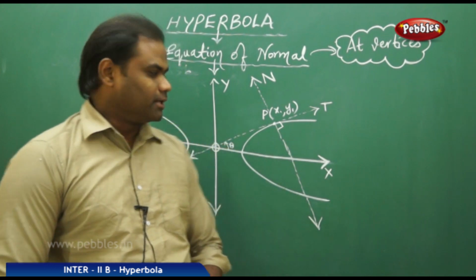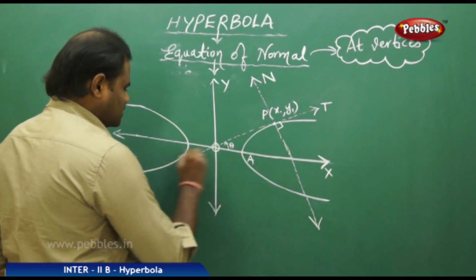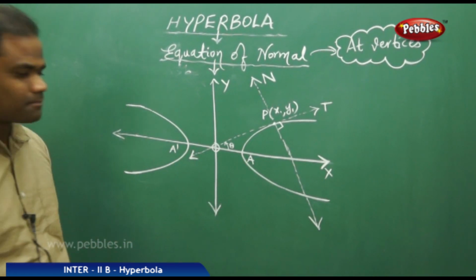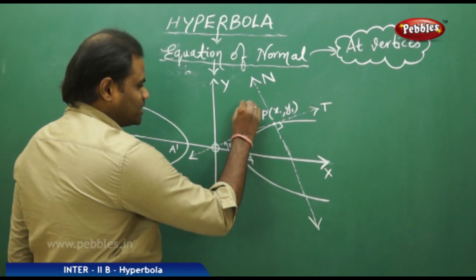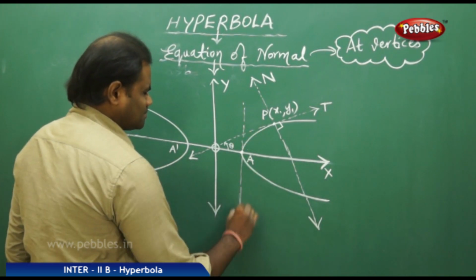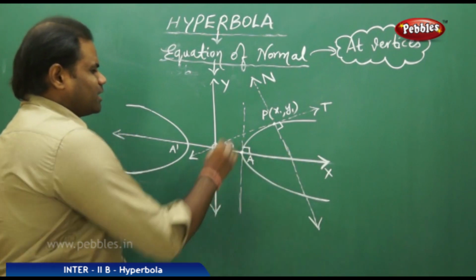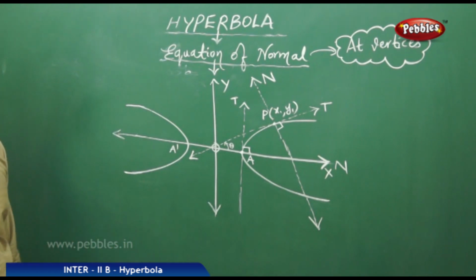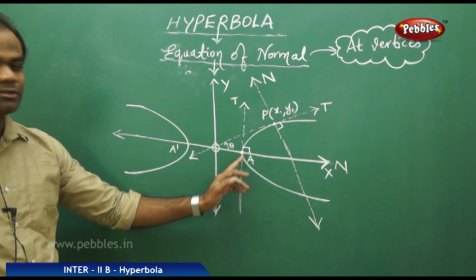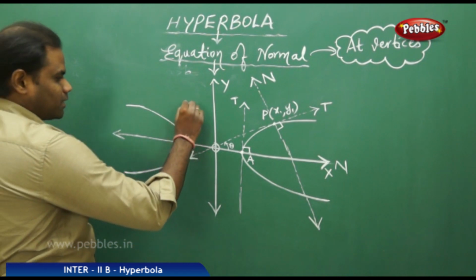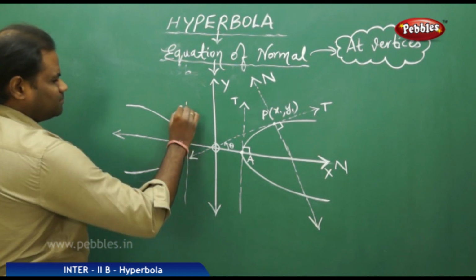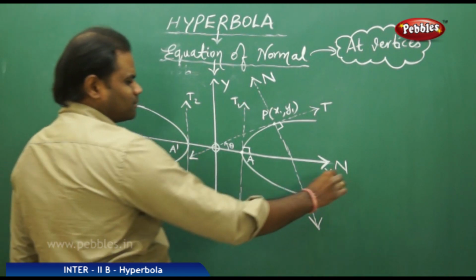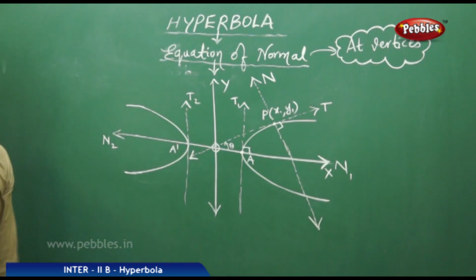Now let us take the special case of the vertices A and A dash. What is the equation of normal at the vertices? For example, if I draw a tangent here, then the x-axis is perpendicular to the tangent. So if this is the tangent, this will be the normal, because this is perpendicular and passing through A. Similarly, at the other vertex, if I draw the tangent, then this will be the normal for this tangent.